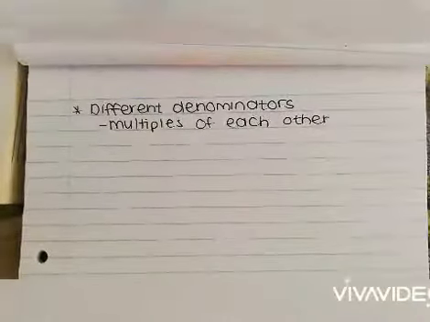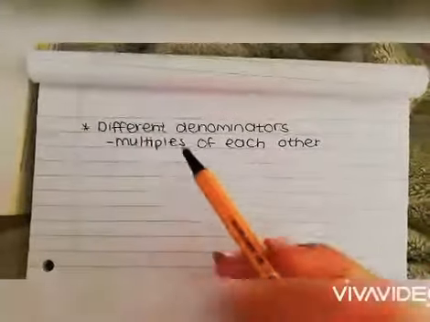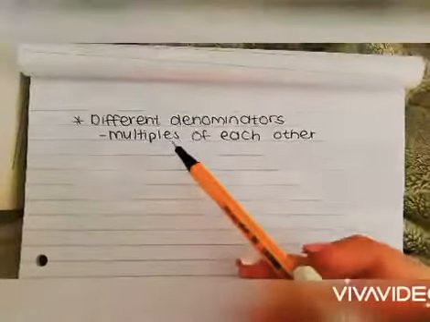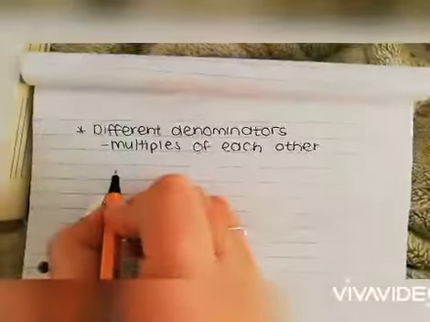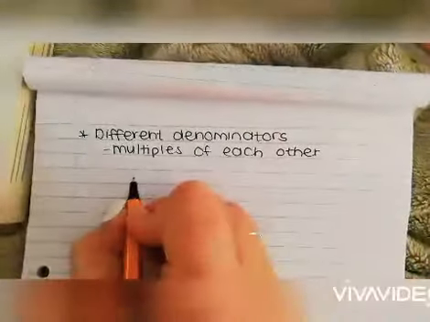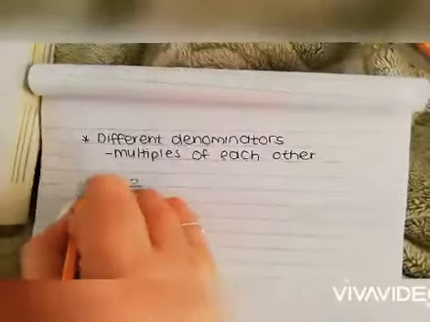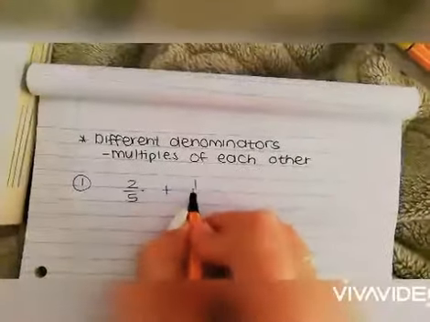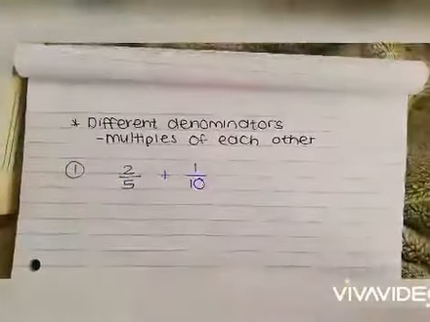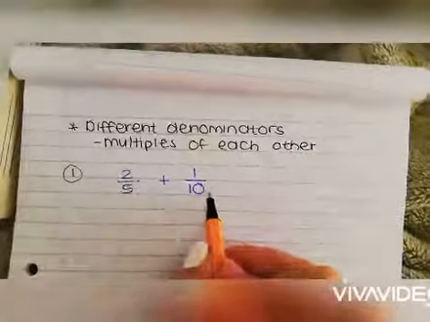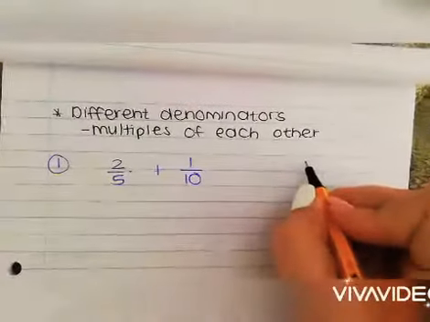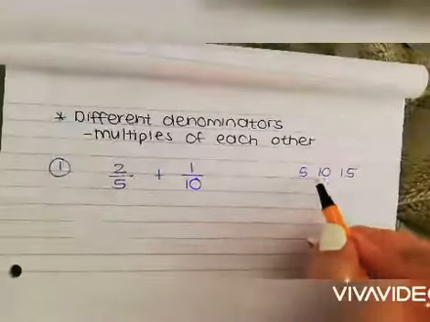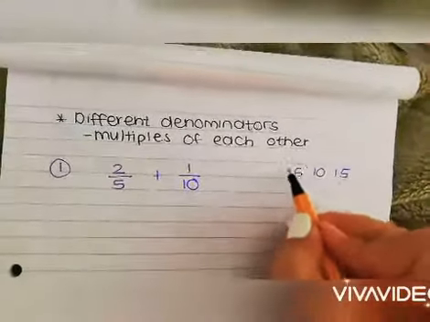Okay, so the next section is similar things, but it's now when you have different denominators, but they're just multiples of each other. So if I have, let's make this 2 over 5 plus 1 over 10. Okay, so if you see, 10 is a multiple of 5. So if I have to count in 5, I've got 5, 10, 15. So 10 is actually part of the 5 multiple.